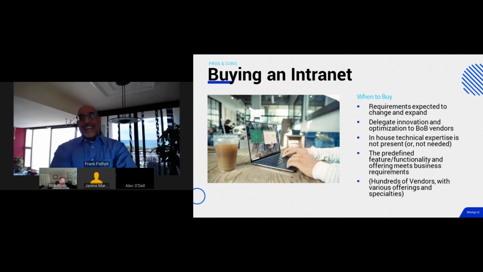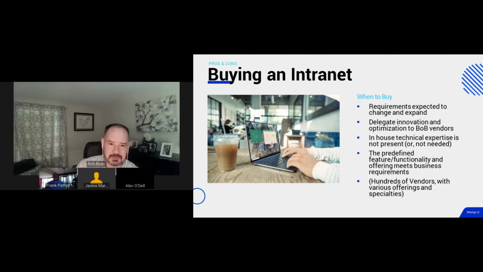So most of the time, of course, buying an off-the-shelf solution makes the most sense. Especially for those who would prefer to delegate the innovation and optimization of the platform to a best-of-breed vendor. It's why you go with a best-of-breed vendor. They're going to own that innovation, that roadmap for you.